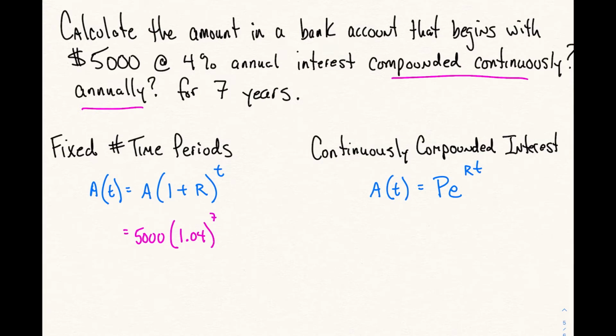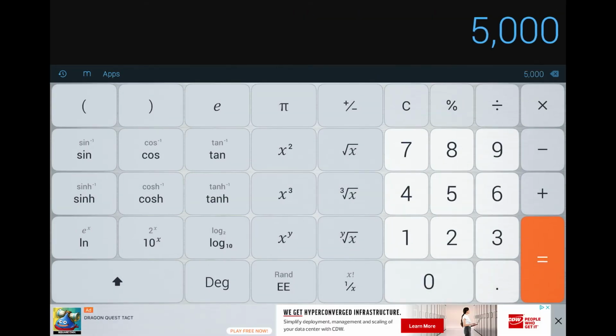So the one on the left is very simply just a calculator task, and you're going to find that the one on the right is pretty much the same thing. The amount of money we invest initially is $5,000. We have Euler's constant e. We have the interest rate of 0.04, and that multiplies by time of 7 years. So if I can find a way to stick all this into my calculator while you can see it, let's see, 5,000, 1.04, and 7. So we have 5,000 times 1.04 to the power of 7.